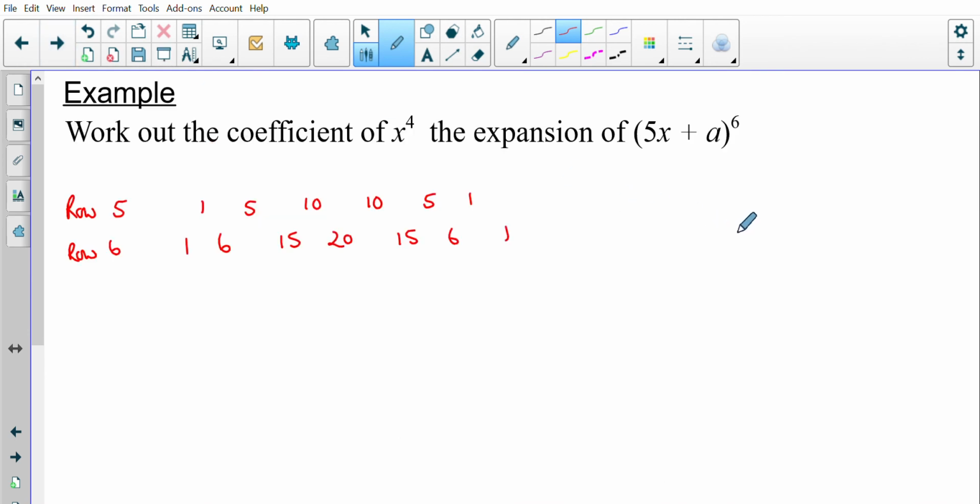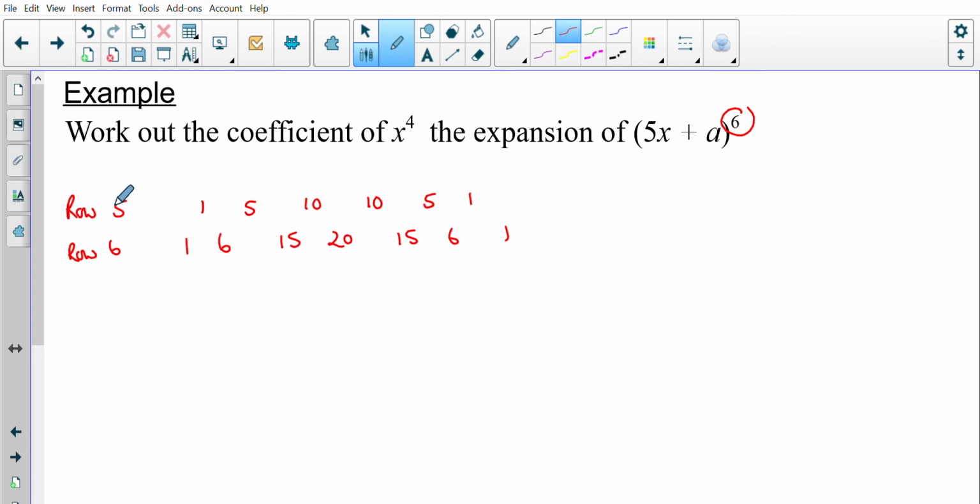Right, we're going to try one more now together. This time we just want to work out one of the coefficients. So we don't want to do the whole expansion. Sometimes you're just asked to work out one term or the coefficients of one term. So here we can see that we've got a power of 6, so we want row 6 of Pascal's triangle.